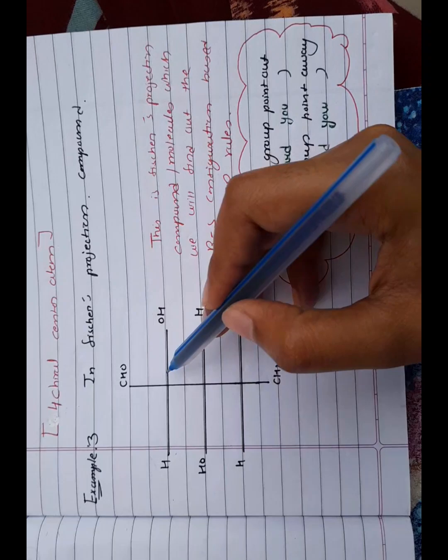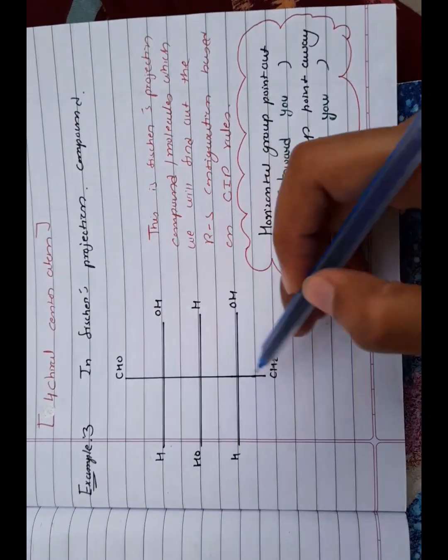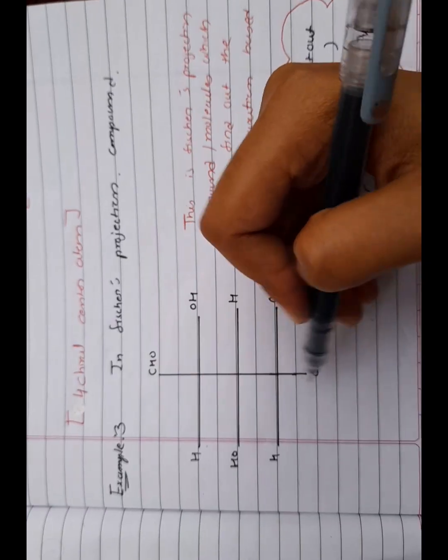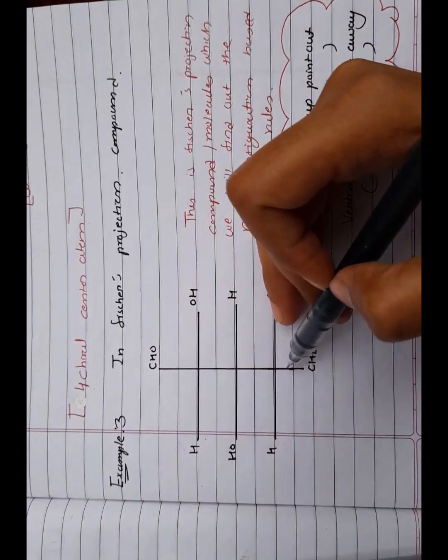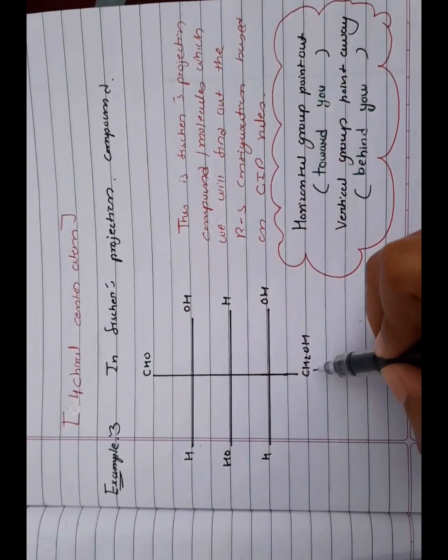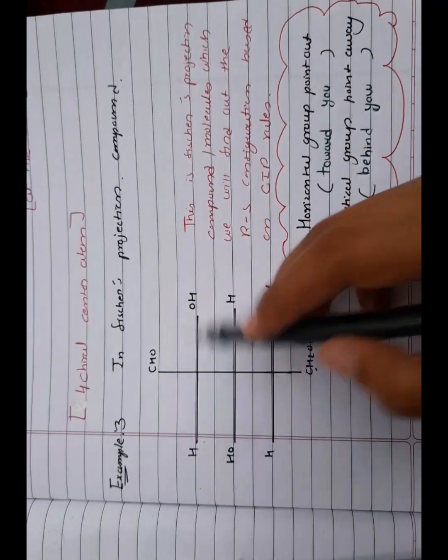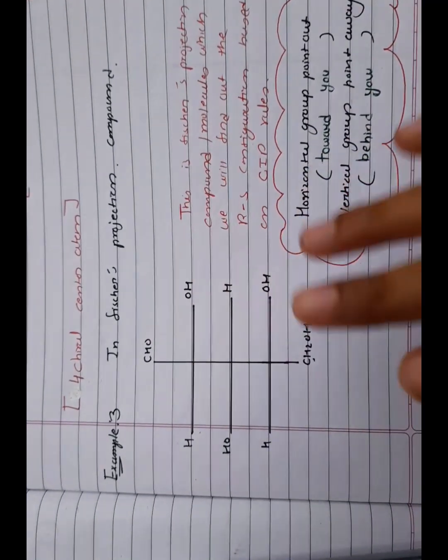I will number the chain from the top aldehyde down to CH2OH. Here there are 5 carbons, numbered 1, 2, 3, 4 and 5. The first and last are not chiral, but the other 4 carbon atoms are chiral: 2, 3 and 4.